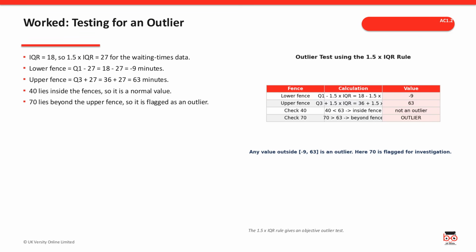Let's test our 70-minute wait properly. The interquartile range was 18, so 1.5 times 18 gives 27. The lower fence is Q1 minus 27, that's 18 minus 27, which is minus 9 minutes. The upper fence is Q3 plus 27, so 36 plus 27, which is 63. The value 40 sits comfortably inside the fences, so it's a normal reading, but 70 is beyond 63, so it's officially flagged as an outlier.